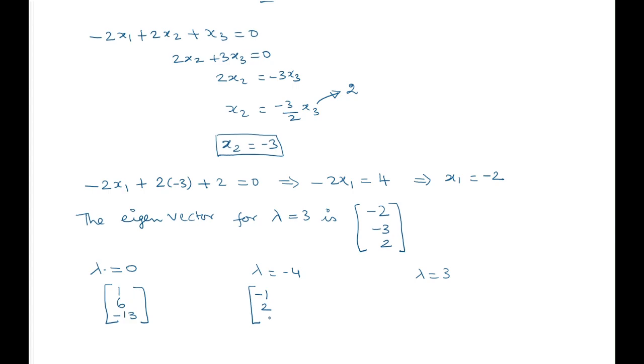So minus 1, 2 and 1. I suppose my memory is right. That was the answer we got. And for lambda equal to 3, minus 2, minus 3 and 2. Right, so this is the end of the session. I hope I have not missed any step.